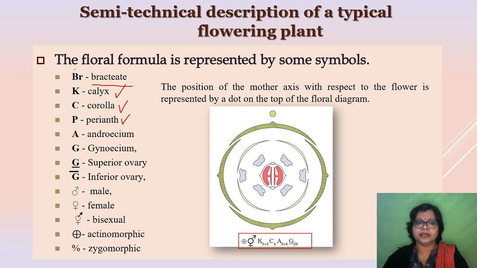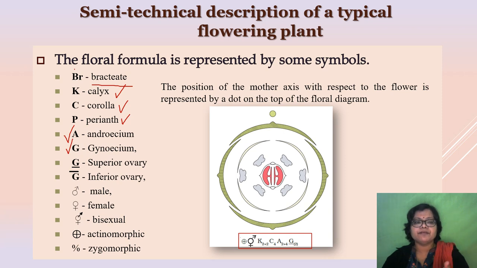What is perianth and what is corolla? Calyx is the outermost whorl, and an individual segment is a sepal. Corolla is the second outermost whorl. The perianth is the type where the whole cannot be differentiated into calyx and corolla. Then that outermost whorl is called perianth and the individual segment is called a tepal. Then the male reproductive whorl is androecium. It is represented by A, and then the gynoecium is represented by G.